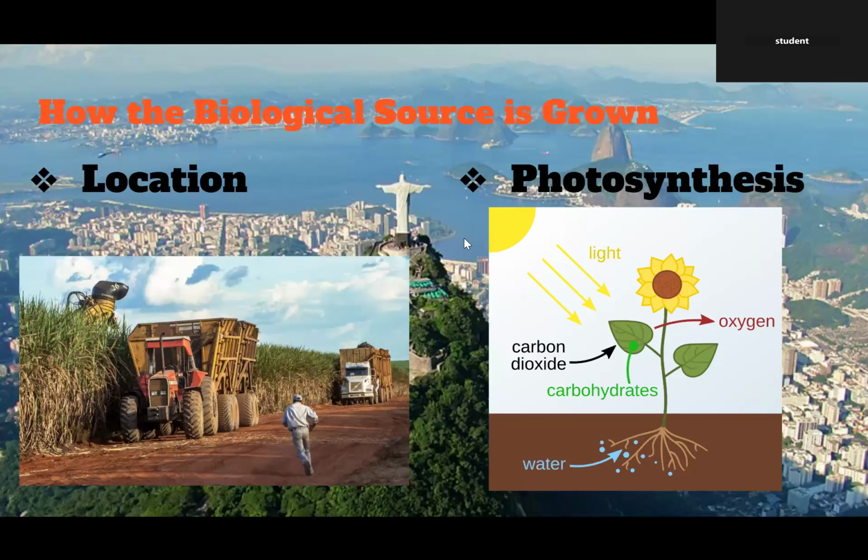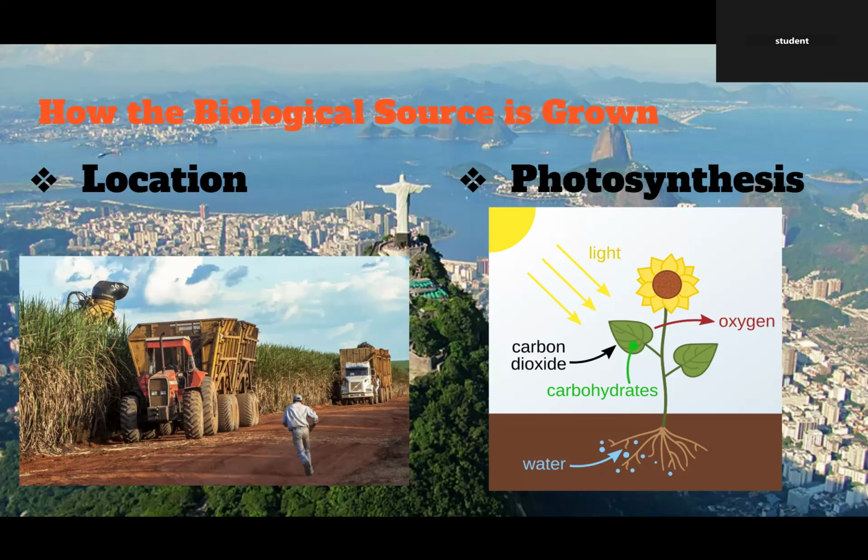So, how do we grow it? Or what are the most important things to grow it? I have location and photosynthesis. They kind of go hand in hand with each other, but to be able to choose a location, we need to understand photosynthesis. As it shows, photosynthesis is basically the three things that plants take in to create food.